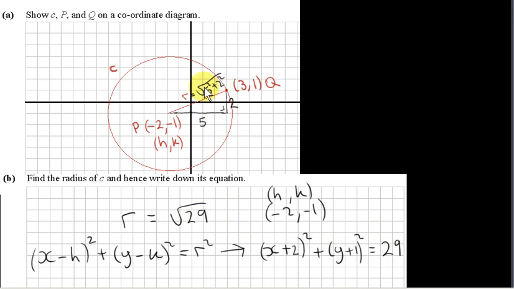So any point on the circle will satisfy this equation. So for example, if we look at the point 3, 1, and plug 3 in for x and 1 in for y and work out all of this, we will get 29.